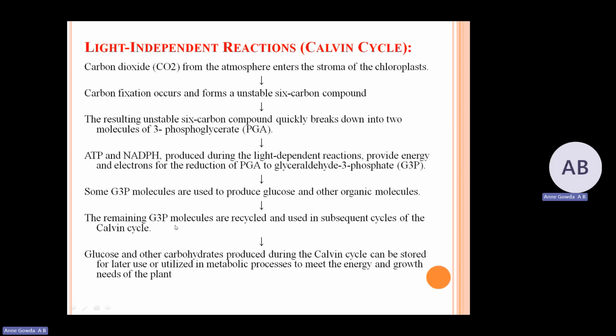So some of the G3P molecules will be used for the generation of sugar, and other molecules will be used in the subsequent cycles. And the glucose and carbohydrates, which are the outcome of the light independent reactions, are stored in the plants for future usage, and that is the main source of energy for the plants. If there is no energy for the plants, there is no photosynthesis, and if no photosynthesis is taking place, then no living organisms can exist on this entire earth.